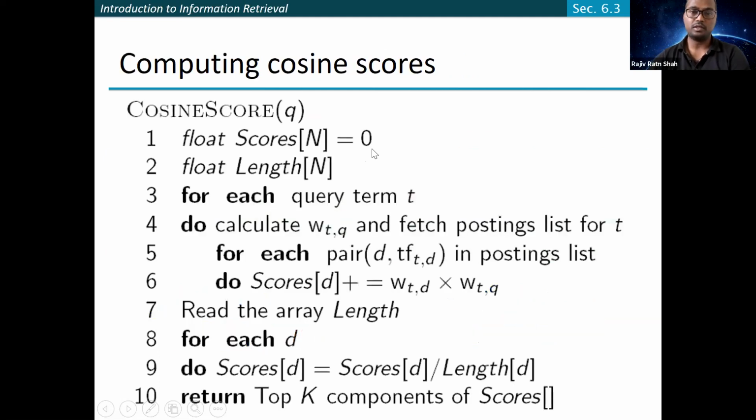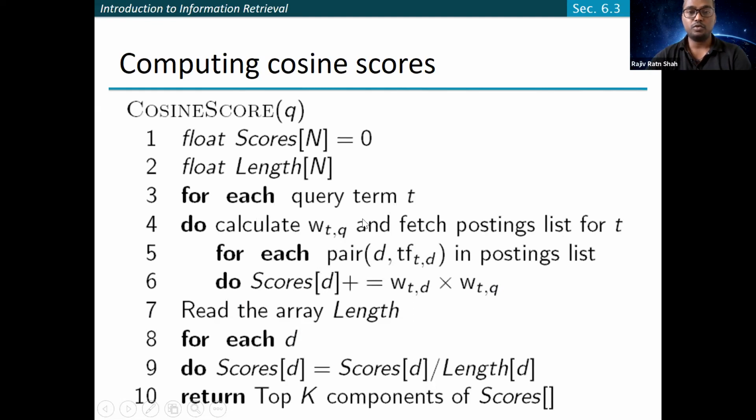So this is how you can compute the cosine similarity. It's very intuitive, you can see. You have the score, you have the length, and N is the number of documents that you have. For a given query term T, you need to look for in what all documents it has appeared. So for each document D, you compute the term frequency in that particular document, and in this way you keep computing the score.